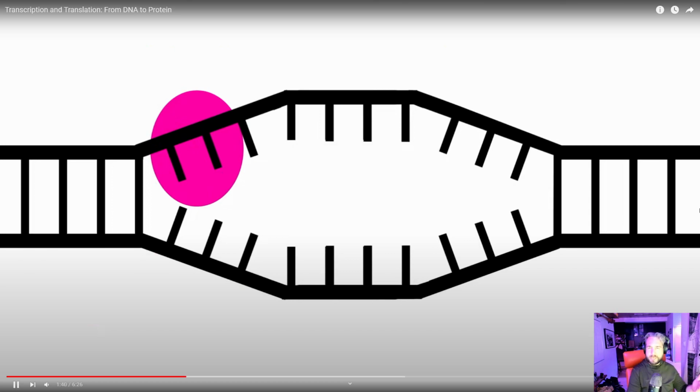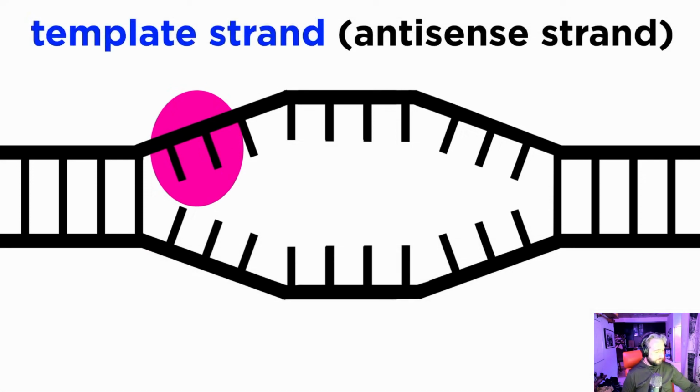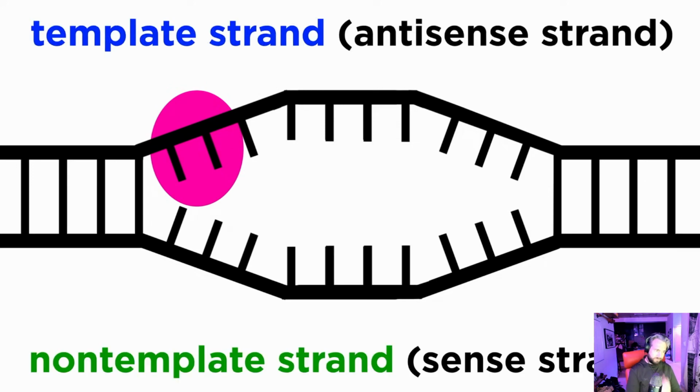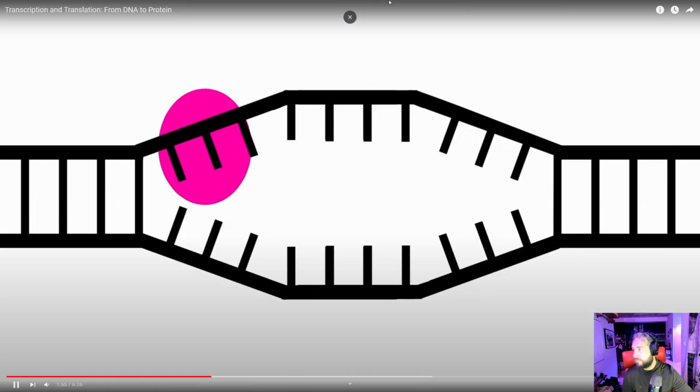Prise the two strands apart. One of the strands will serve as the template strand, or antisense strand, meaning it will be used to generate the mRNA. And the other is the non-template strand, or the sense strand. RNA polymerase doesn't need a primer.